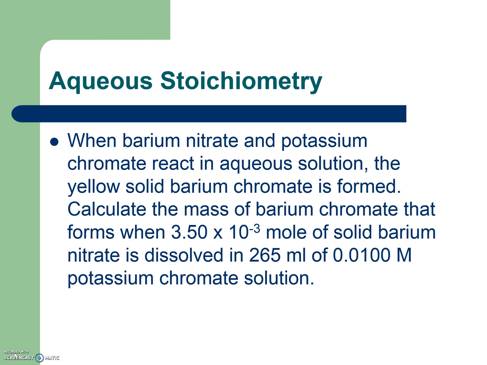It says when barium nitrate and potassium chromate react in an aqueous solution, the yellow solid barium chromate is formed. Calculate the mass of the barium chromate that forms when 3.5 times 10 to the minus third mole of solid barium nitrate is dissolved in 265 milliliters of 0.01 molar potassium chromate solution.